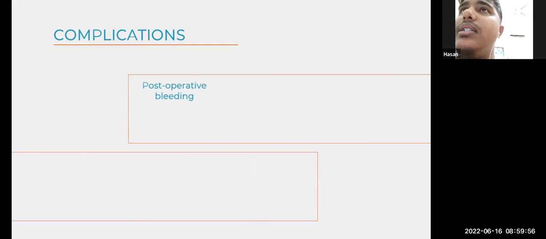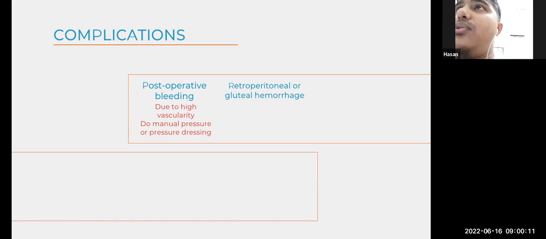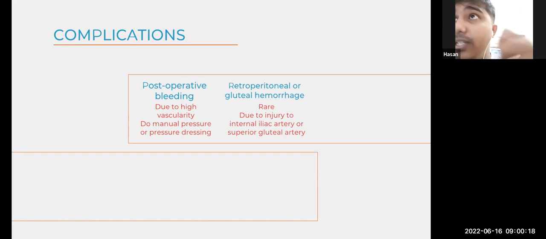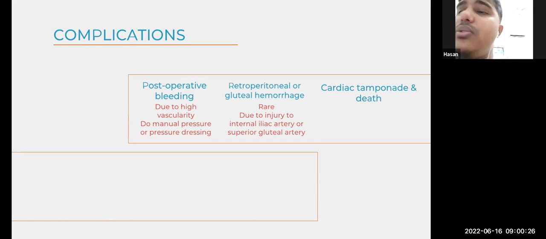The complications: postoperative bleeding, since it has high vascularity. To avoid this, we can add manual pressure or a pressure dressing. Retroperitoneal or gluteal hemorrhage is very rare, due to injury to the internal iliac artery or superior gluteal artery. That's why correct positioning is very important. There can also be cardiac tamponade and death if you're trying to aspirate from the sternum.